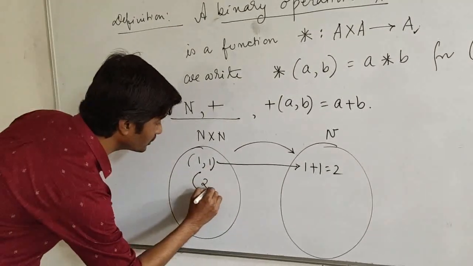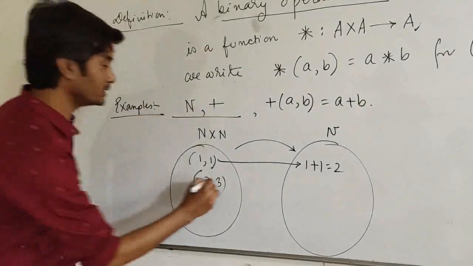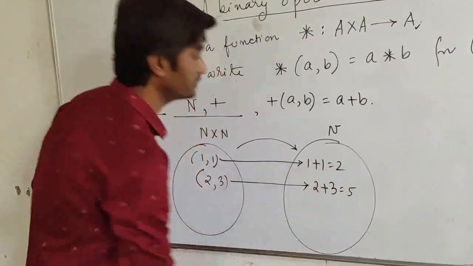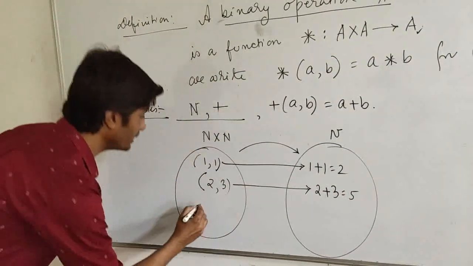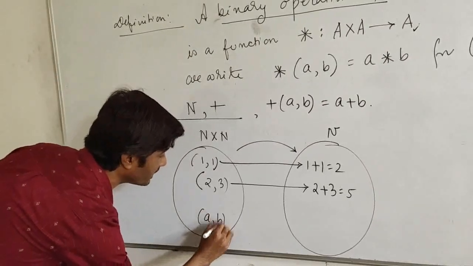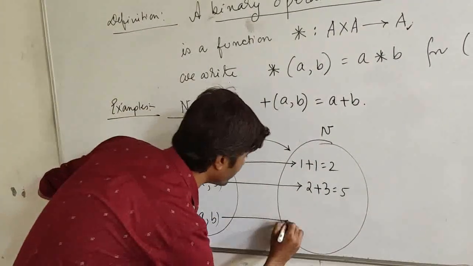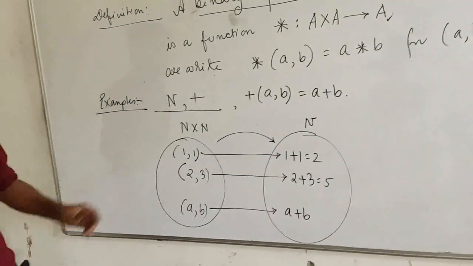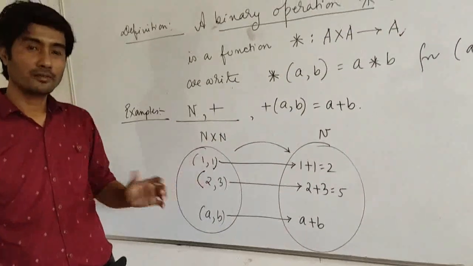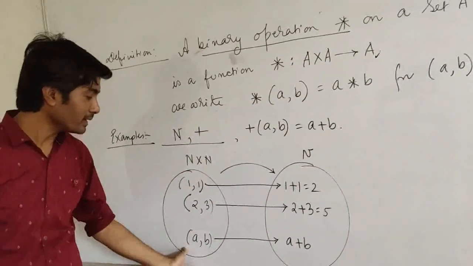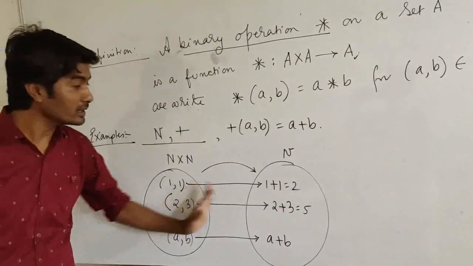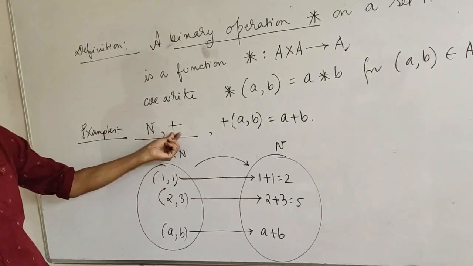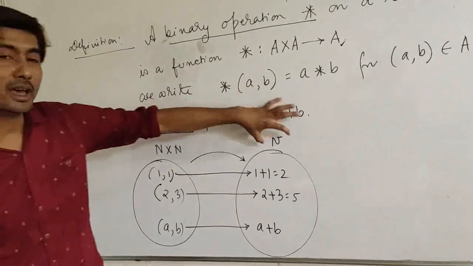Say I take (2, 3). In that case, we see that (2, 3) has image 2 + 3 = 5. In general, if I take an ordered pair (a, b) here, then this gives us a number a + b in our codomain N. That is the condition for a function: every element in the domain must have a unique image in our codomain. That is satisfied here. So we have seen that plus is a function from N cross N to N.